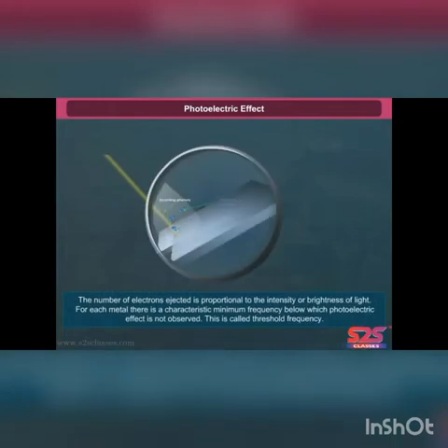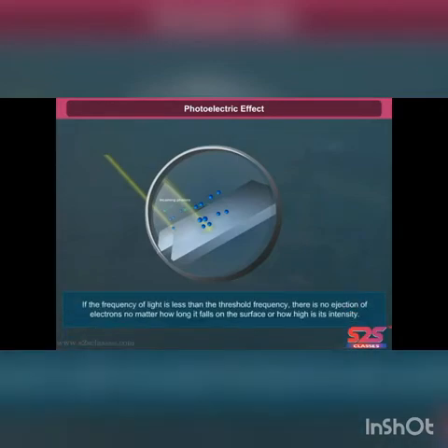The number of electrons ejected is proportional to the intensity or brightness of light. For each metal, there is a characteristic minimum frequency below which the photoelectric effect is not observed. This is called the threshold frequency. If the frequency of light is less than the threshold frequency, there is no ejection of electrons, no matter how long it falls on the surface or how high its intensity is.